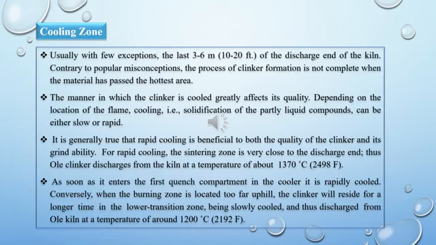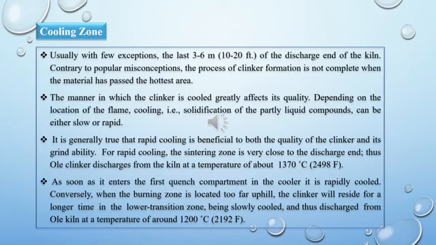For rapid cooling, the burning zone is very close to the discharge end, thus the clinker discharges from the kiln at a temperature of about 1370 degrees centigrade, which is 2498 Fahrenheit. As soon as it enters the first quench compartment in the cooler, it is rapidly cooled.